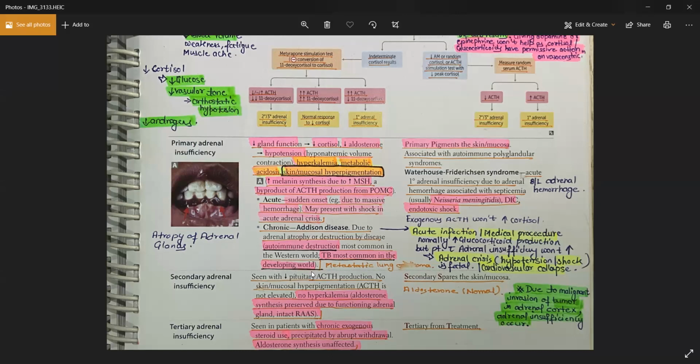Very important. So any doubt on primary adrenal insufficiency? No, thank you.